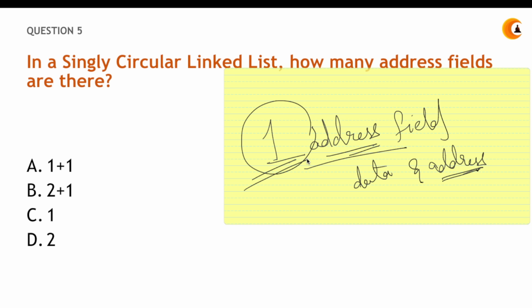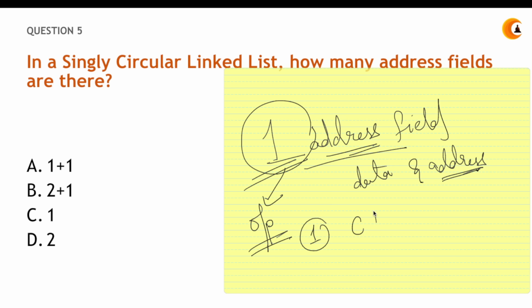Okay, always remember, for a singly circular linked list, it's not doubly, it is singly. Okay, single, it's 1. So the output will be 1. That is in option number C. Okay, option number C says 1.